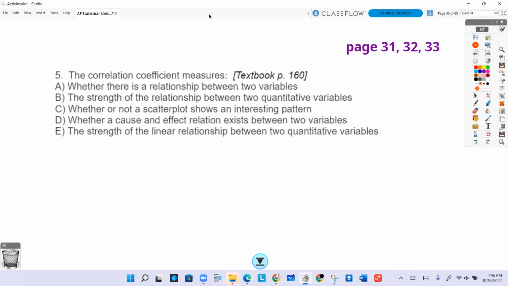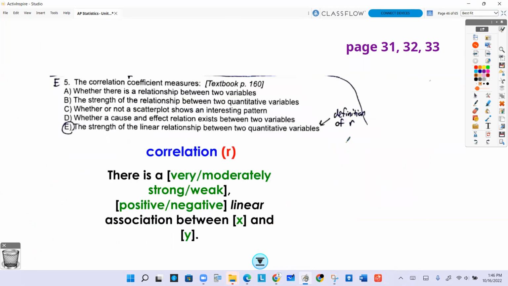All right, number 5, the correlation coefficient. What does that measure? Whether there's a relationship between two variables, the strength of the relationship between the two quantitative variables, whether or not a scatter plot shows an interesting pattern, whether a cause and effect relation exists, or the strength of the linear relationship. Well, that's a textbook definition right here. Correlation is the strength of a linear association, a linear relationship. That is what r is. So it's going to be answer choice E.